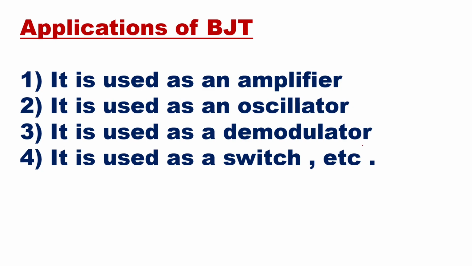Third one, it can be used as a demodulator, where from a modulated carrier you can extract the information, that is called demodulation, that you will be studying in our communication circuits. And fourth one, it is used as a switch. It can become on and off depending upon what power supply you're applying at the base of the transistor, you can make the transistor on and you can make the transistor off. So it can act as a switch. So these are a few applications of BJT.